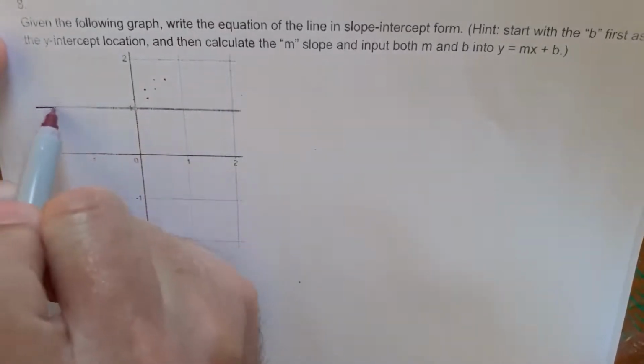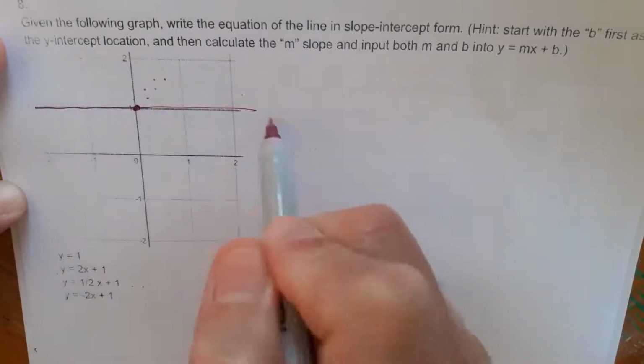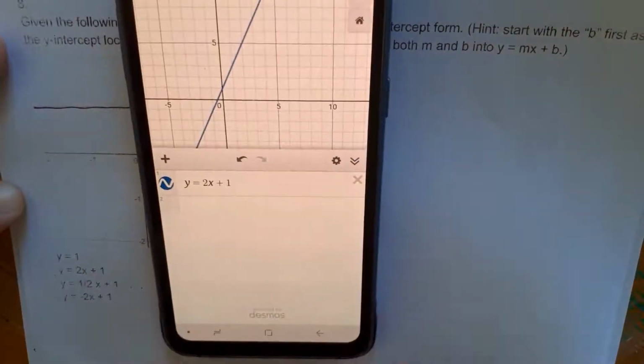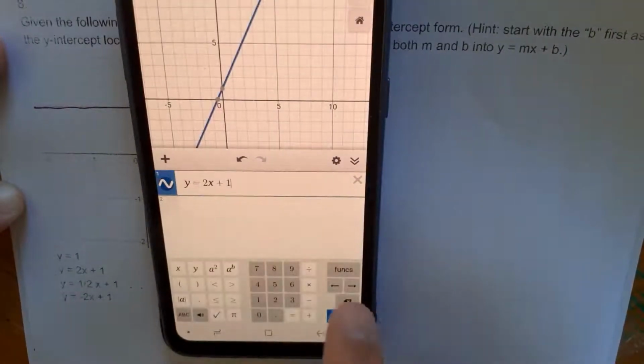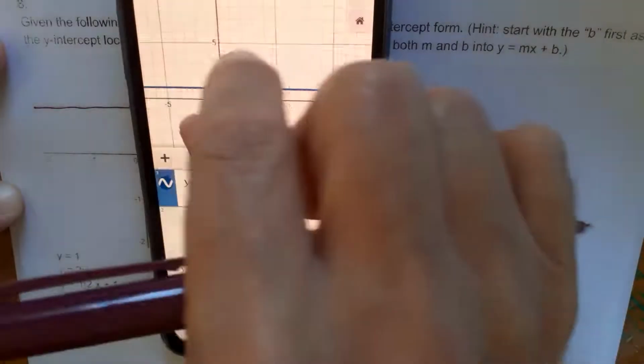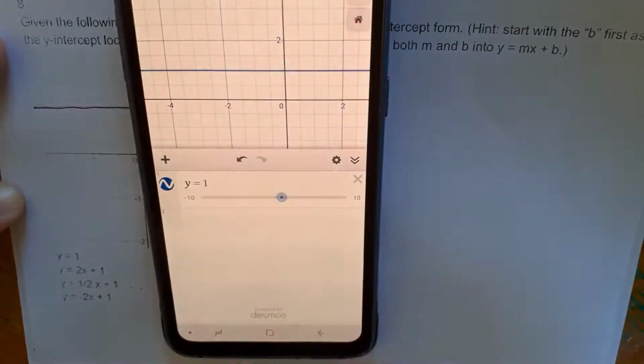Oh, here's my line here. Hard to see, but this is what we already talked about. This is y equals 1. And just prove it to yourself. Go to your Desmos. Keep it right by you. Just keep typing these in as you go. Y equals 1. Bing! There it is right there, running through number 1. And it's a flat line.